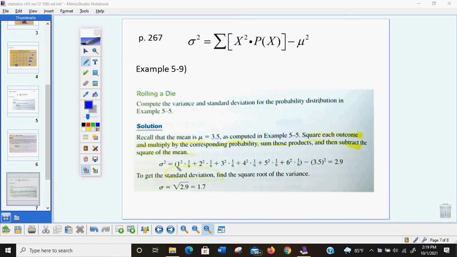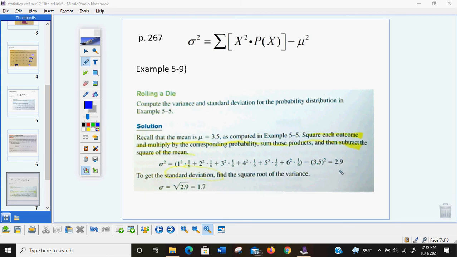So you would take one dot would be 1 squared times 1/6 plus 2 squared times 1/6 plus 3 squared times 1/6 plus 4 squared times 1/6 plus 5 squared times 1/6 plus 6 squared times 1/6. And you're going to add all of that up. And then you're going to subtract the mean squared, so the 3.5 squared. You end up with a variance of 2.9.